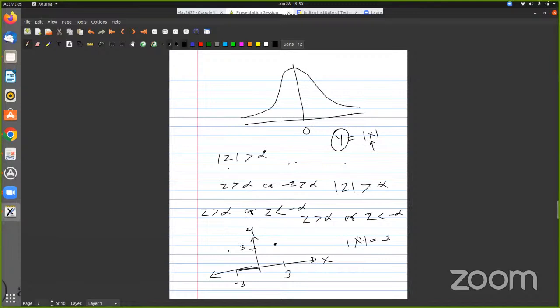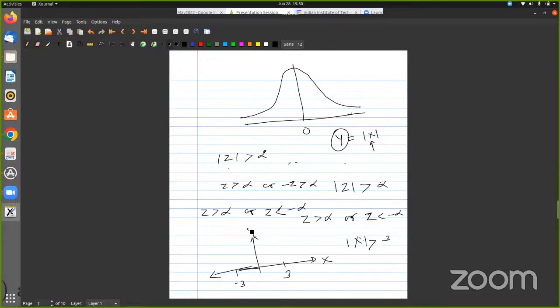Let's check mod x is greater than 3 itself. So mod x is greater than 3 means x is greater than 3, or minus x is greater than 3. So is it that minus x is greater than 3? Mathematically, that's what we just stepped through. Then we have to really interpret that. Let's keep that part.